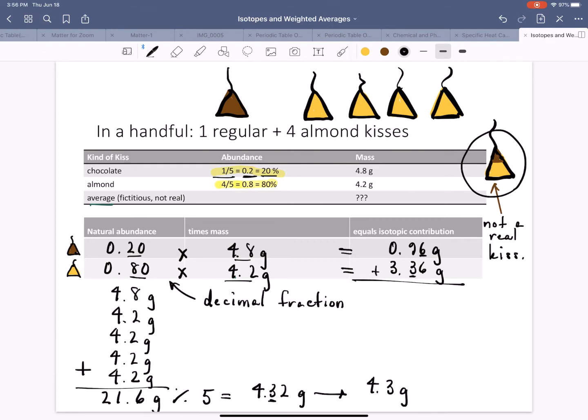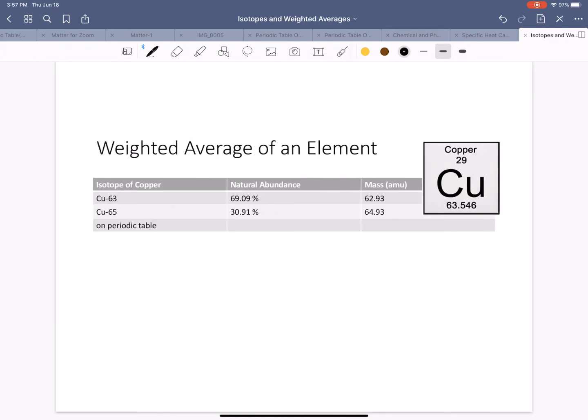And when I add those two numbers together, the calculator tells me 4.32, but my least precise measurement when I line up the decimals is the tenths place. So the average, considering the weighting of 1 in every 5 is regular and 4 in every 5 is almond, the average is 4.3 grams. And that happens in nature.